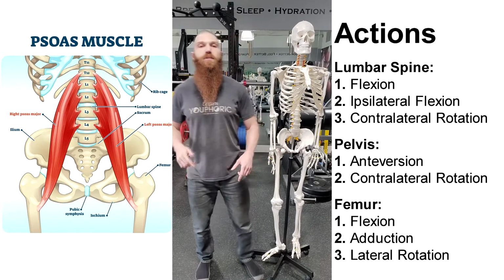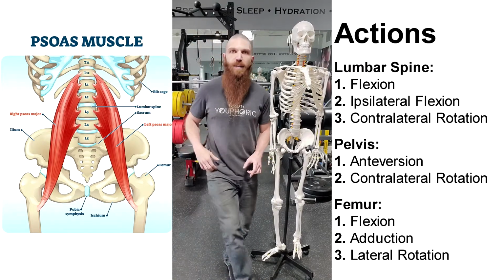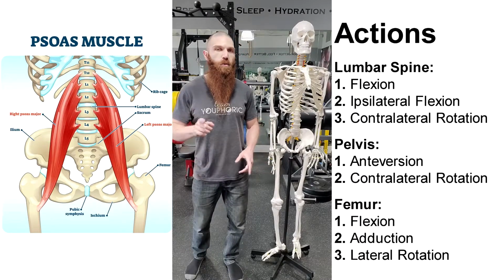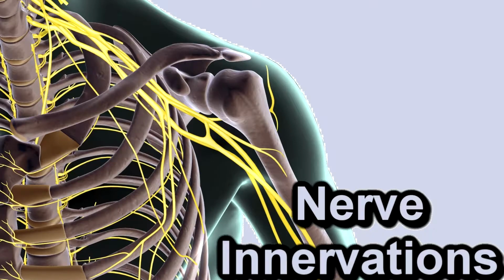And at the femur, it is going to be responsible for flexion of the hip, adduction of the hip, and then lastly, it's going to be responsible for lateral rotation of the femur. But those are the actions of the psoas major muscle.